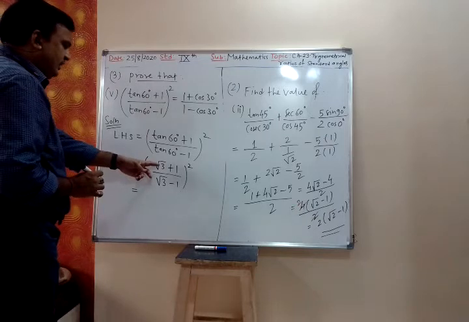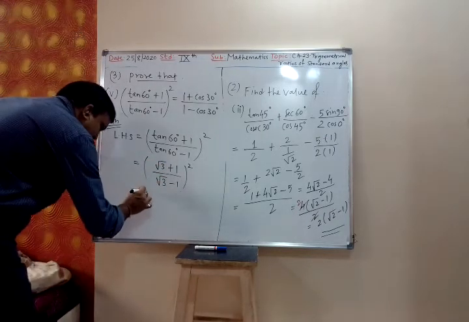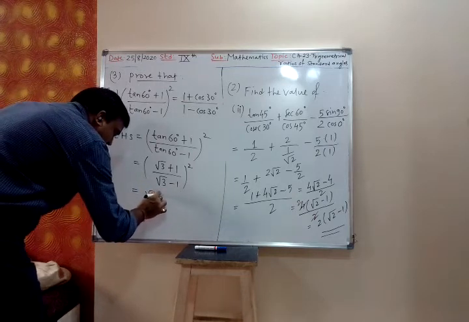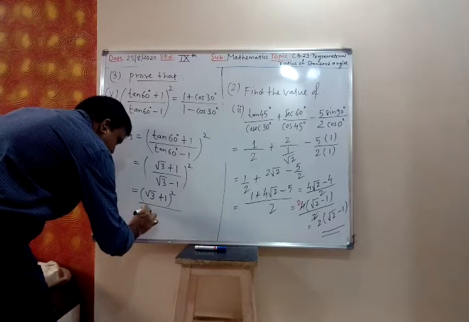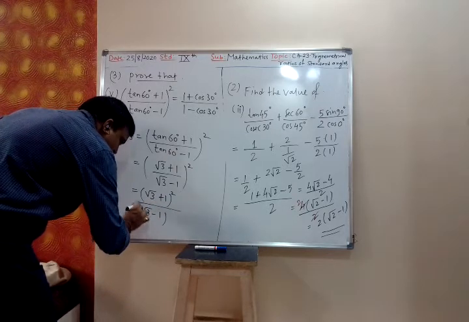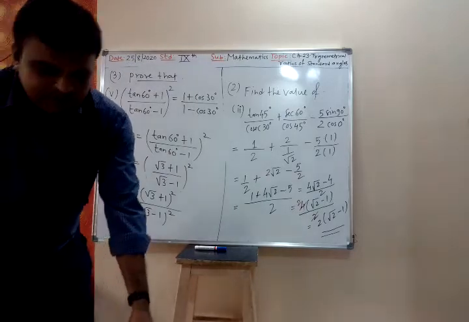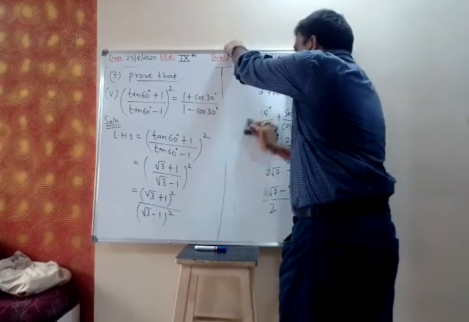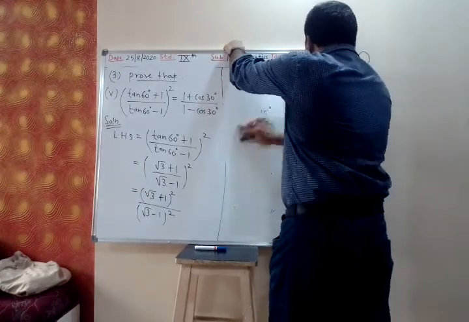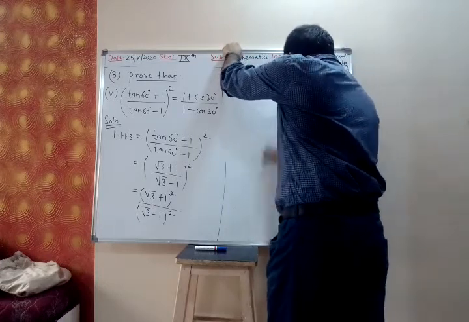Numerator it will be a plus b whole square, denominator it will be a minus b whole square. Evaluate, no problem. Root 3 plus 1 square upon root 3 minus 1 whole square. Numerator you will use a plus b whole square, denominator you will use a minus b whole square. Simplify and get the answer. Four plus 2 root 3.